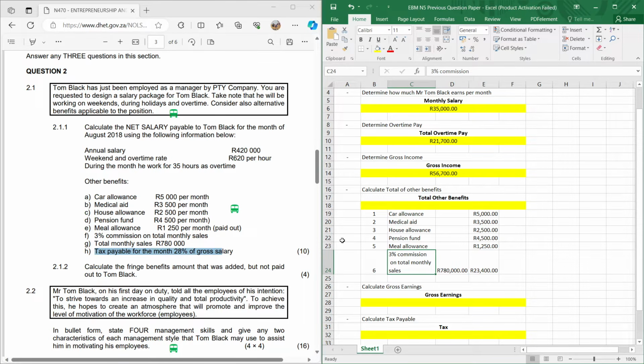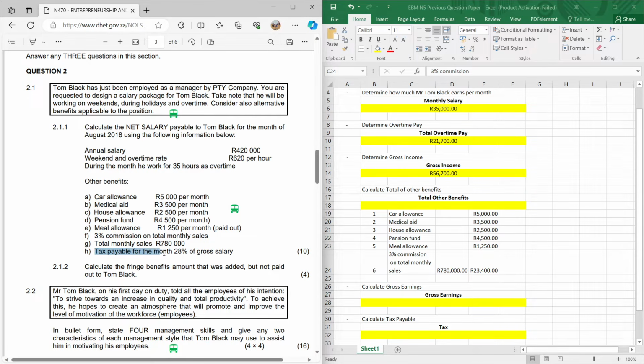You have to understand what are benefits and what are deductions, right? If any amount is being taken away from the gross income, it is a deduction. But if we are adding a particular amount to the gross income, it becomes a benefit. Like car allowance, for example. Car allowance typically means that every month Mr. Tom Black receives 5,000 rand strictly for car allowance. Medical aid, he receives 3,500 rand. So on and so forth.